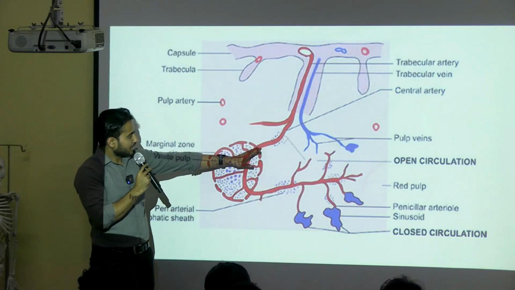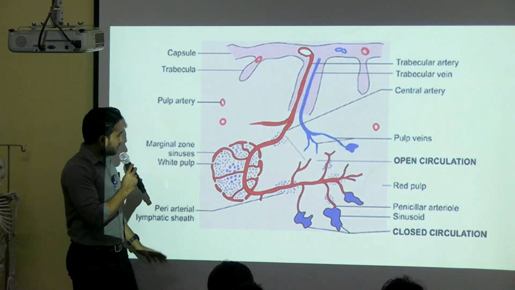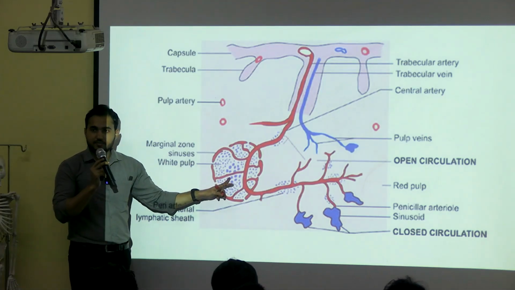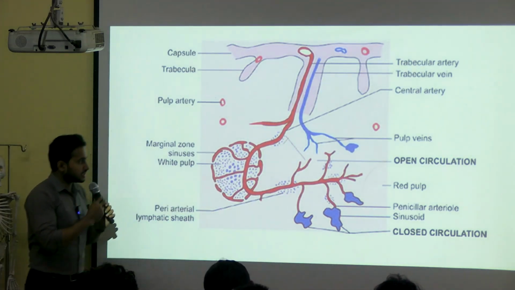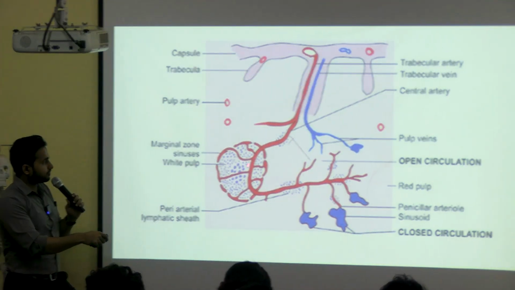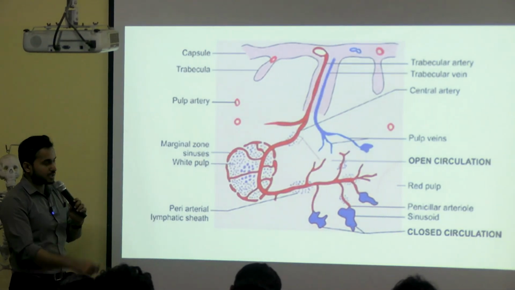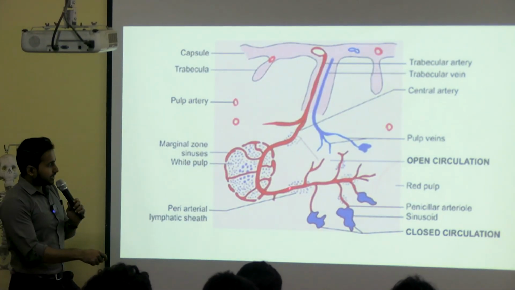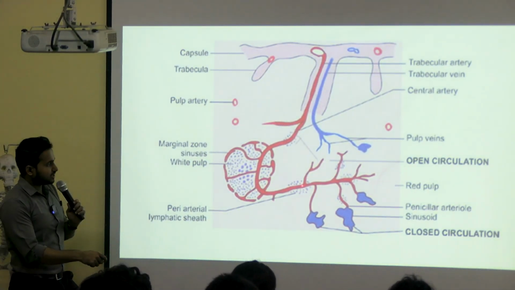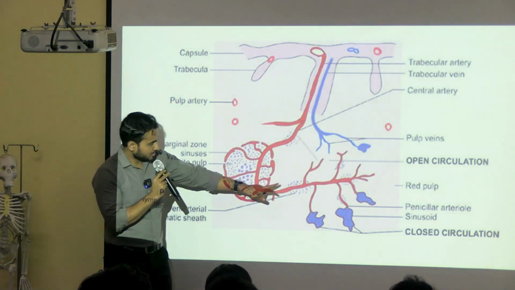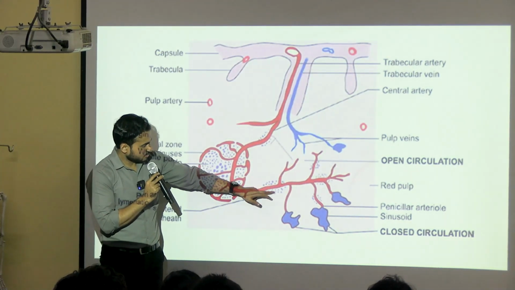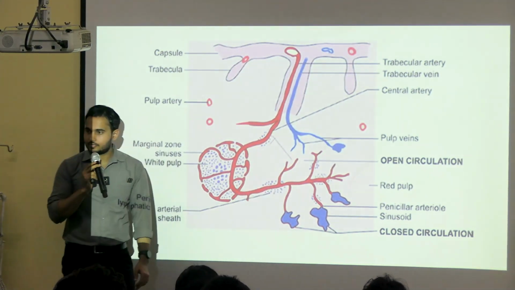Now, when the central artery is surrounded by T lymphocytes, you can see it is surrounded by T lymphocytes. This is how the white pulp is formed. Next, here you can see the periarterial lymphatic sheath is also there. That means this is the central arteriole and surrounding it are the T lymphocytes.